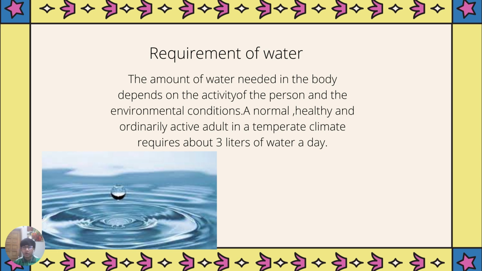Now, the requirement for water. The amount of water needed in the body depends on the activity of the person and the environmental conditions. A normal, healthy, and ordinarily active adult in a temperate climate requires about 3 liters of water a day.